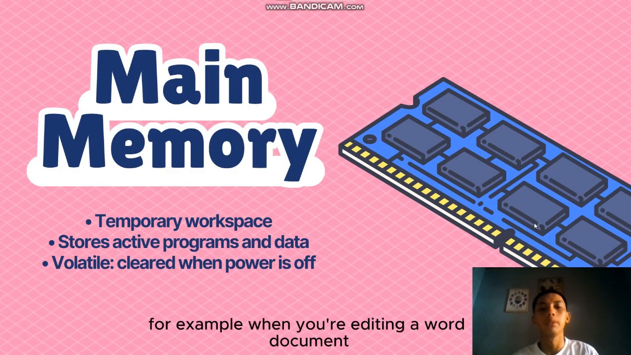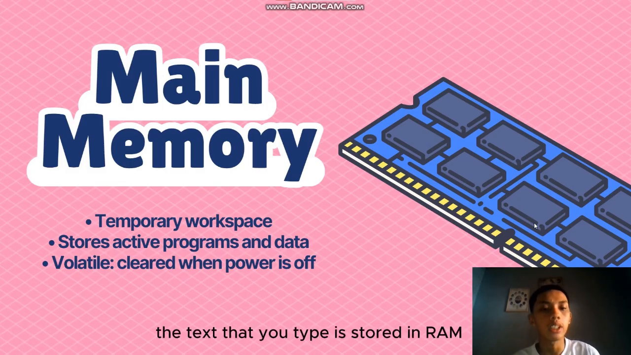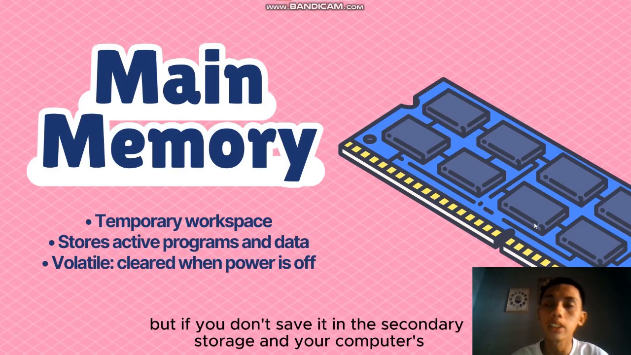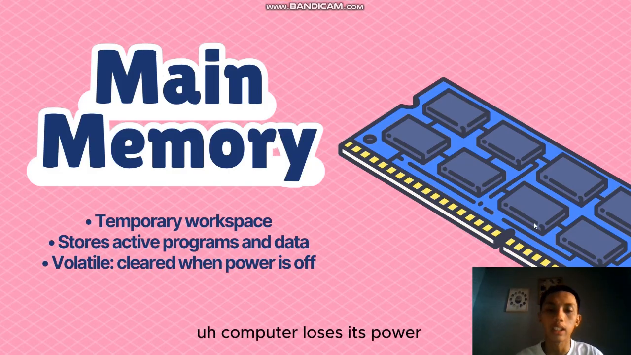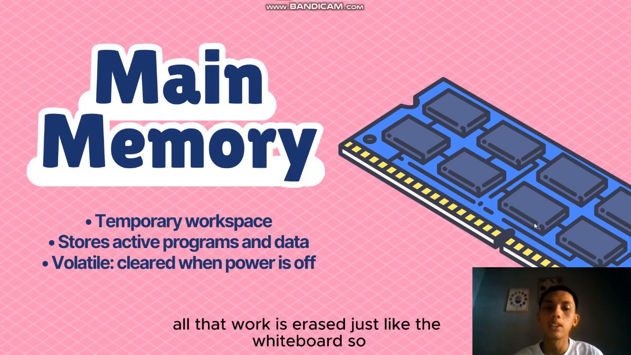For example, when you're editing a Word document, the text that you type is stored in RAM, so the CPU can access it instantly. But if you don't save it in the secondary storage, and your computer loses its power, all that work is erased, just like the whiteboard.